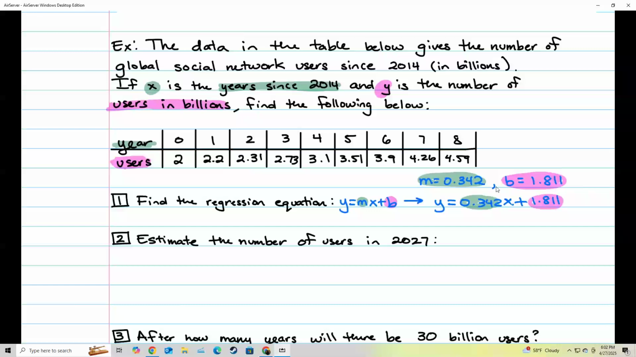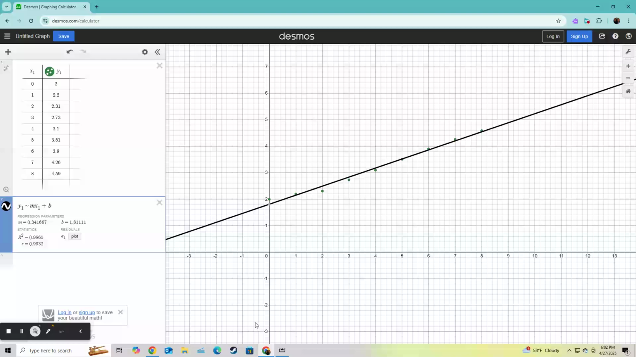Now, why is it important that we know the line of best fit? What's the big deal about it? Statisticians use this to predict what's going to happen in the future. Notice that my data stops at 8 years since 2014, which would be 2022. I don't know what happened in 2023 or 2024. So let's look, in 2024, that's 10 years since 2014.